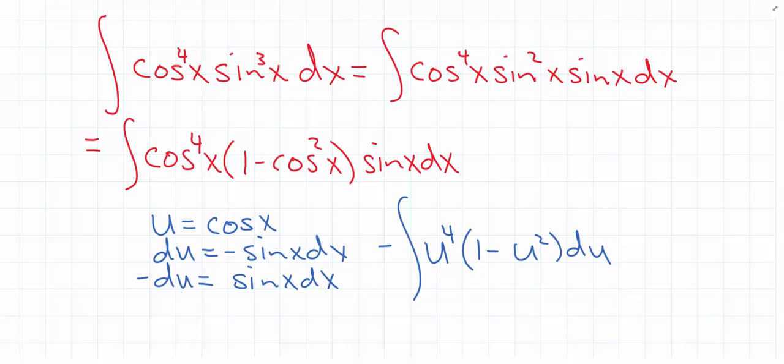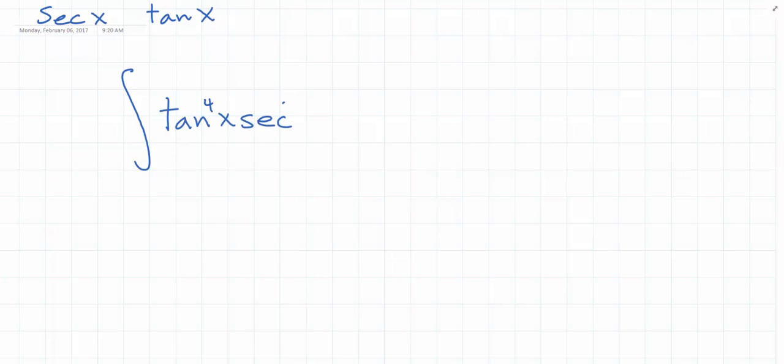Now, the next thing is involving secant and tangent. Okay, secant and tangent. So let's just look at something here. Let's suppose that we have tangent to the fourth secant squared x dx. Let's suppose that we have that problem.